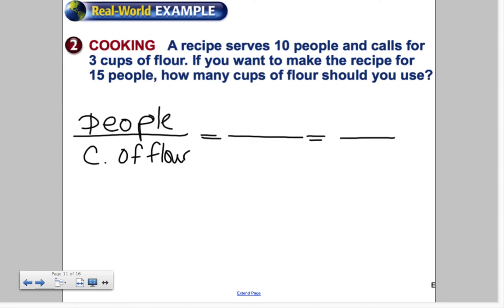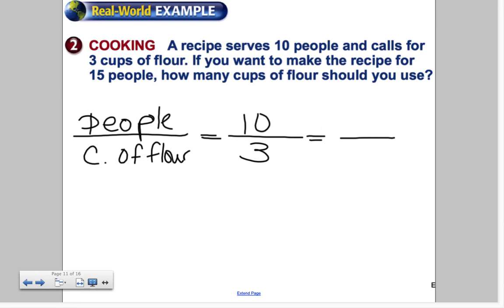All right. Give me one ratio from the problem. Lauren? 10 to 3. You guys agree that 10 people, how much flour does it take? You said 3 cups, right? You guys agree that that ratio goes together? We have our labels right. The 10 describes the people, 3 describes our flour. Okay? Sydney, what's the other one?